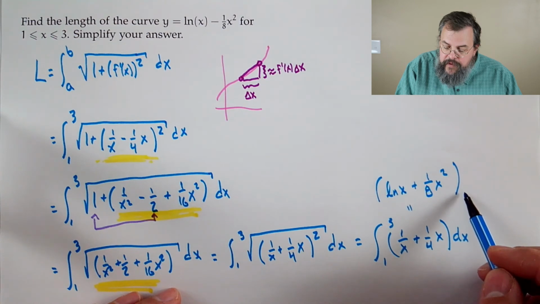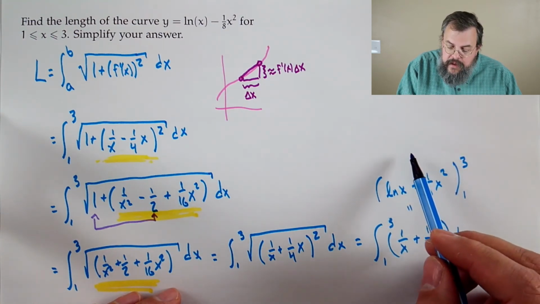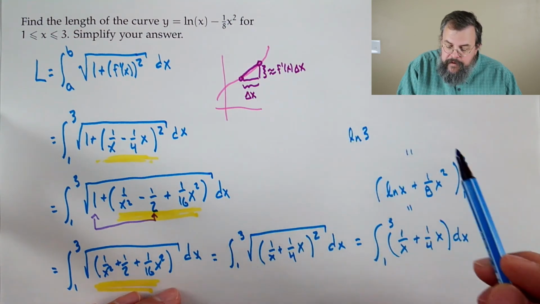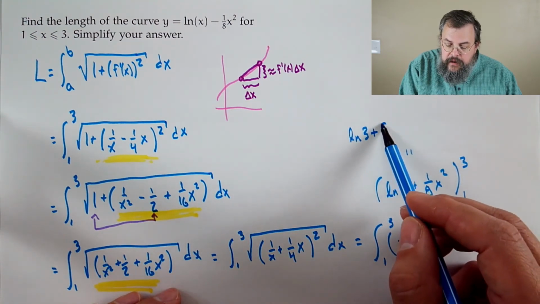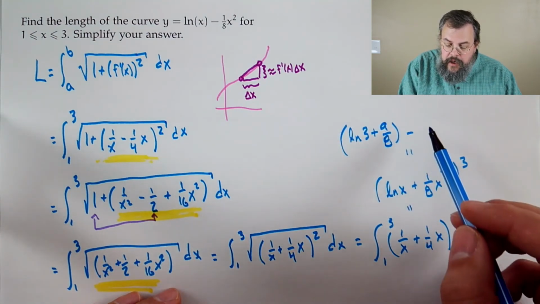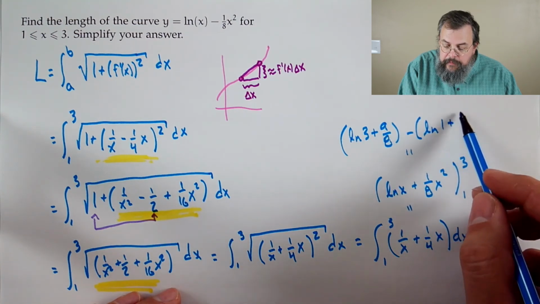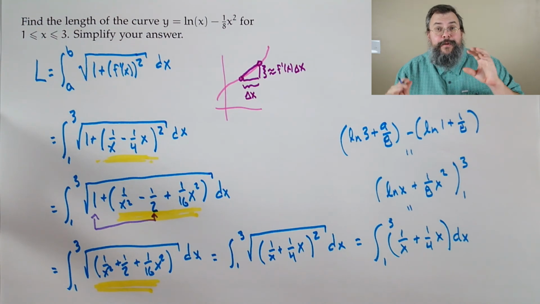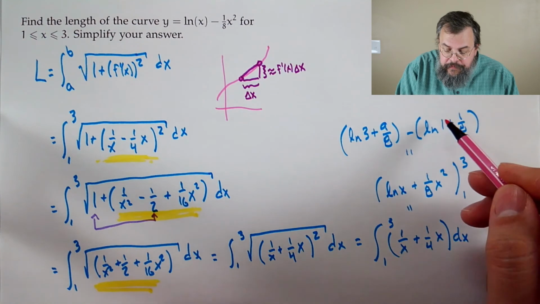Now we need to evaluate from 1 up to 3. Well, what does that become? Natural log of 3 plus 9/8, subtract natural log of 1, and then plus 1/8. And here we say, hey, natural log of 1, we know what that is. Natural log of 1 is 0.